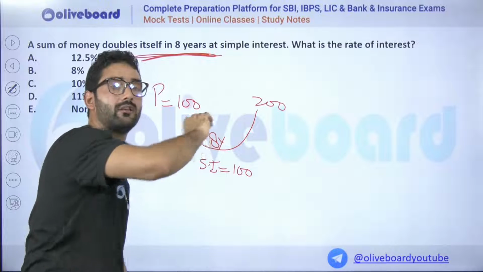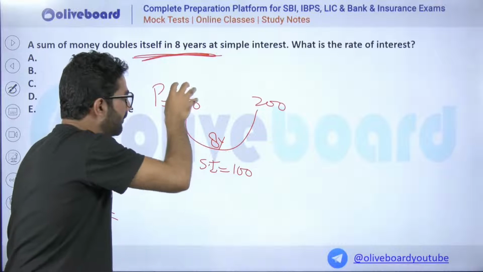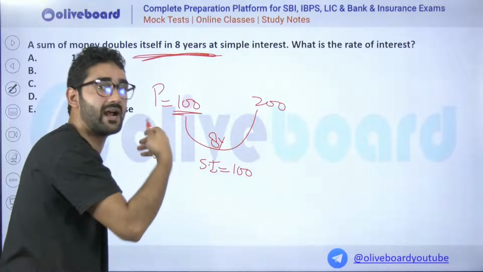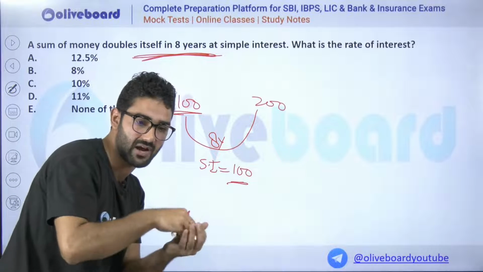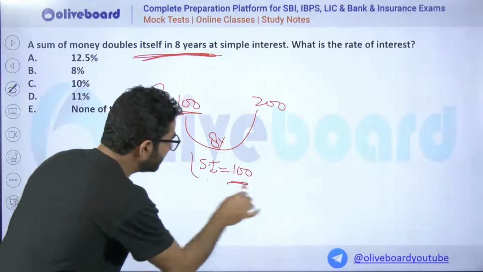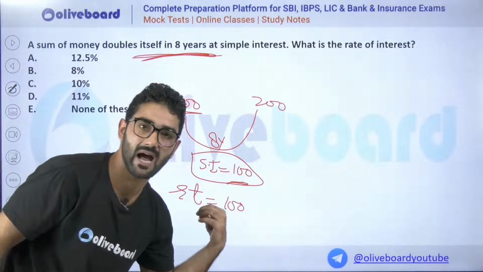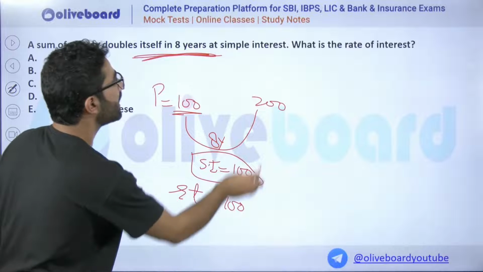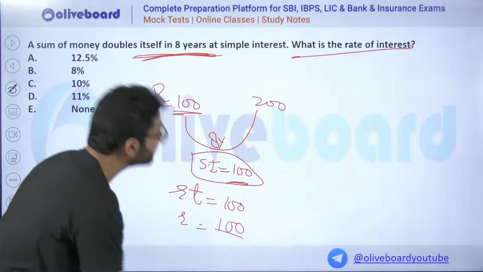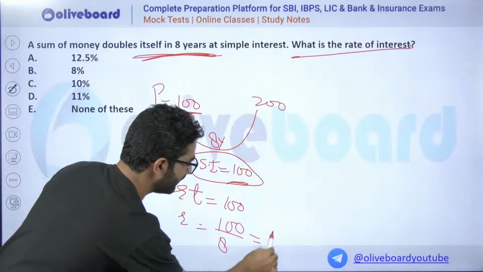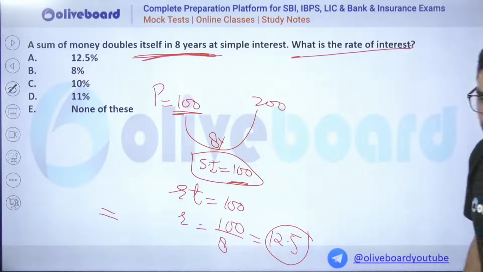The question may be asked that it becomes triple, 4 times, 5 times; according to that you have to take the data. For 100 units, there will be 100 rupees more. That is the extra amount, the simple interest. Simple interest is nothing but P into R into T. We have to calculate the rate of interest, and the time is given. So it is 100 upon 8, that is 12.5. Hope it is clear to everyone.